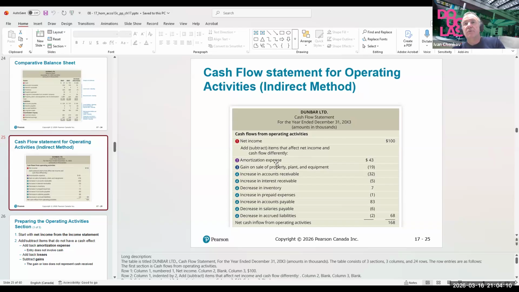First, we have the net income. Then we're doing adjustments for the non-net cash item, adding amortization, deducting the gain. After that, we're chasing the changes in the working capital. Increase in accounts receivables have a negative effect. Any increase in the assets have a negative effect on the cash. Any increases in the liabilities have a positive effect. And as you can see, the net cash from the operating activities is 168, the number that we have.